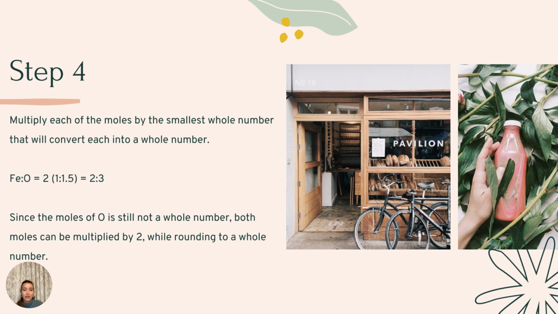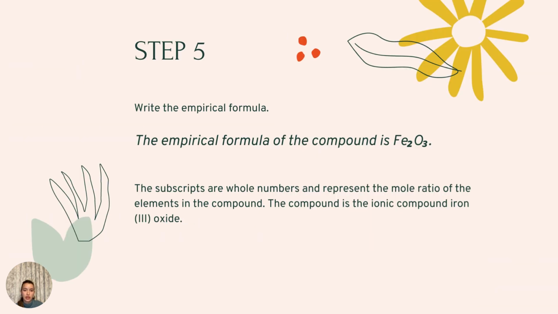So we're going to have the result being Fe2O3. This is going to be our empirical formula. And we know that the subscripts should be whole numbers for sure. That's why we followed step 4 and we did not skip it.